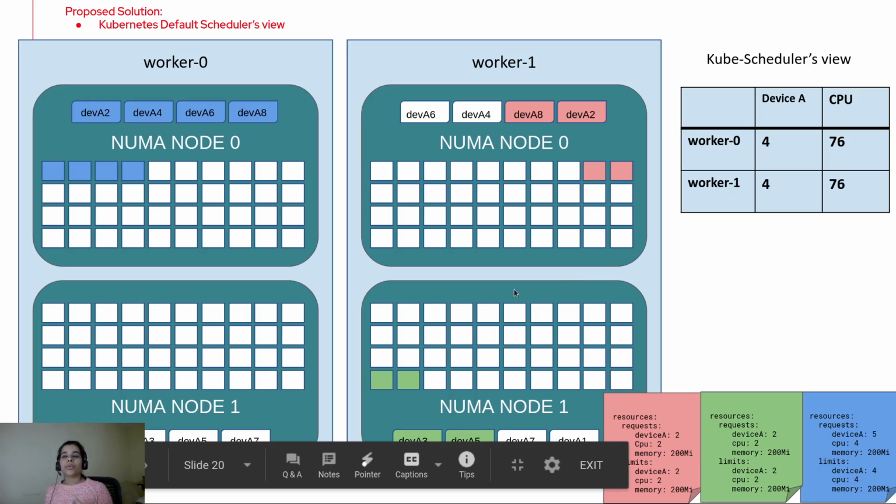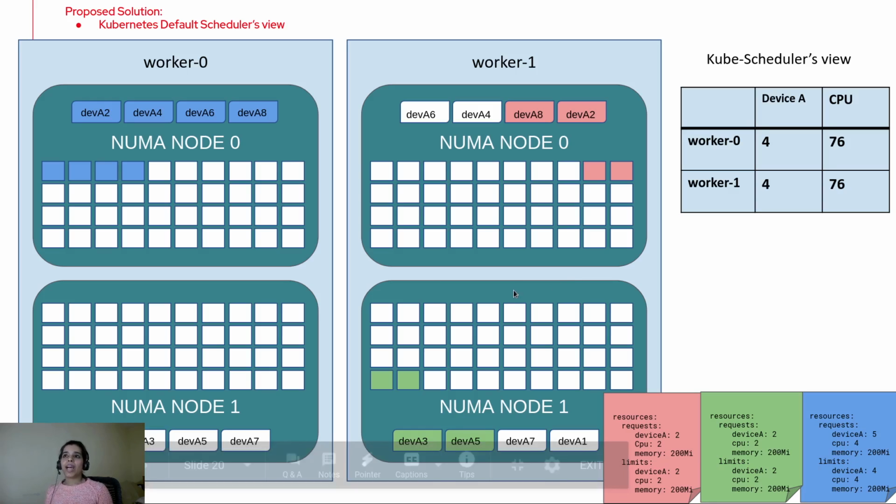So let's see diagrammatically how things have changed. This was the default scheduler's view. Both the nodes look exactly the same. We don't have visibility into which NUMA nodes those resources are from, which led to topology affinity errors, or the possibility of leading to a topology affinity error.